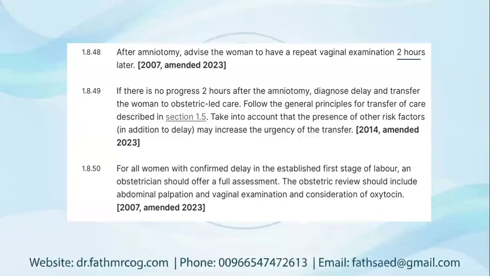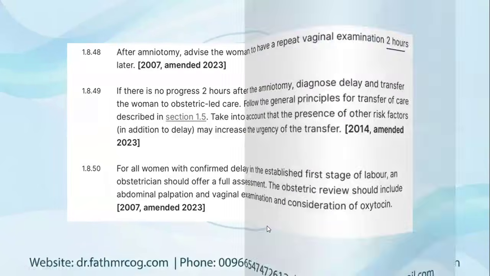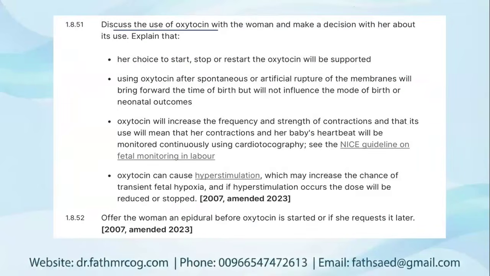Amended 2023. Yes, Dr. Sana, for all women with confirmed delay in established first stage, an obstetrician should offer full assessment because you have some problem. Why is this patient not progressing, especially if the patient is multiparous? And the obstetric review should include abdominal examination, vaginal examination, and consideration of oxytocin. Maybe the patient has malposition, malpresentation, or maybe she has no sufficient contraction. After all your full assessment, doctor, then what will you do?